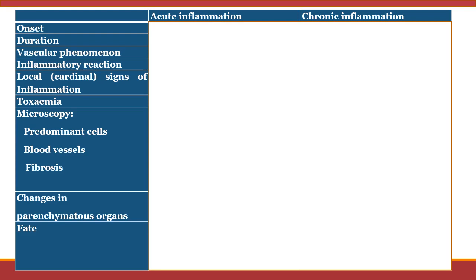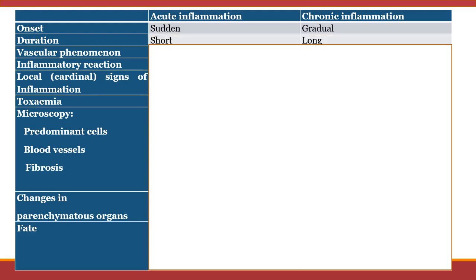And chronic inflammation has a gradual start or gradual onset. It starts over some time. So acute inflammation has sudden or immediate onset, and chronic inflammation has a gradual onset. What about the duration of the disease? Which one is short-lived? Which one is a long process? Acute inflammation is of short duration. Short means that maximum it will stay for days. Chronic inflammation can stay up to months or even years.